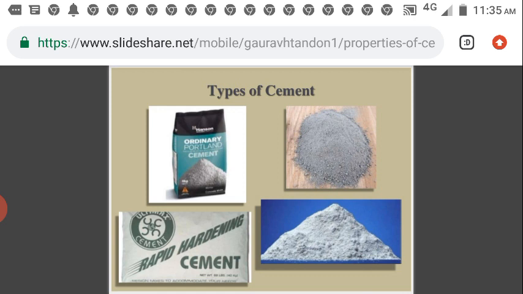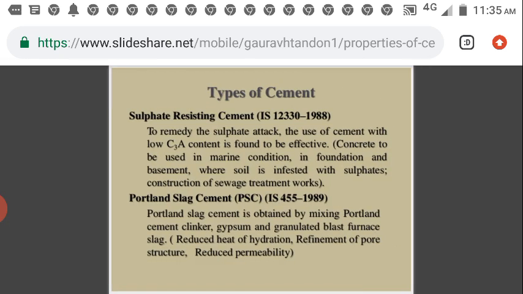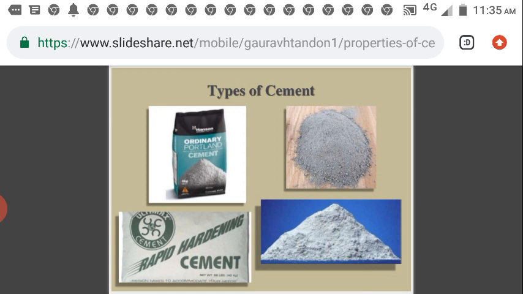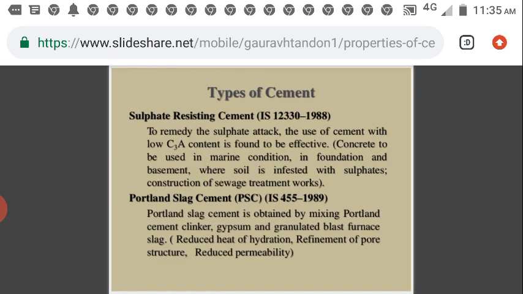These are the conditions. You can see the color, it will be like lime. Normally the calcium percentage is more in this rapid hardening cement. This is a comparison. This is of normal gray color, this is of white color. This is rapid hardening cement, where the percentage of calcium is more, maximum it will be 30 to 40%. And this sulfate resisting cement and Portland slag cement, we will discuss the properties of these in the next class.